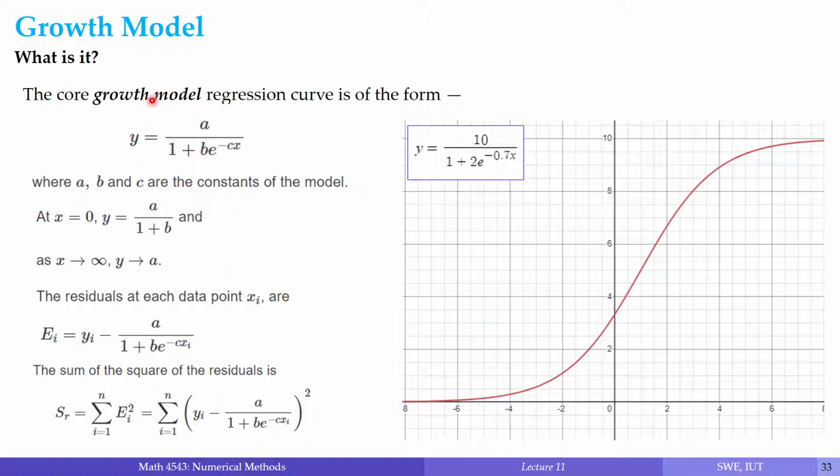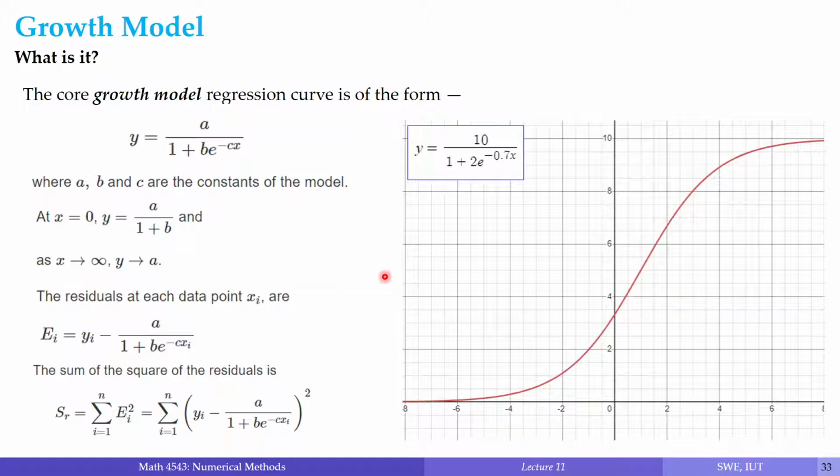So the growth model looks something like this: y equals a divided by 1 plus b e to the power minus cx. Okay, so if you look at an example over here, this is the graph of y equals 10 divided by 1 plus 2 e to the power minus 0.7x. For those of you who took the machine learning course, I think you are familiar with this type of curve, right? It looks like the sigmoid function that we used in our logistic regression, right?